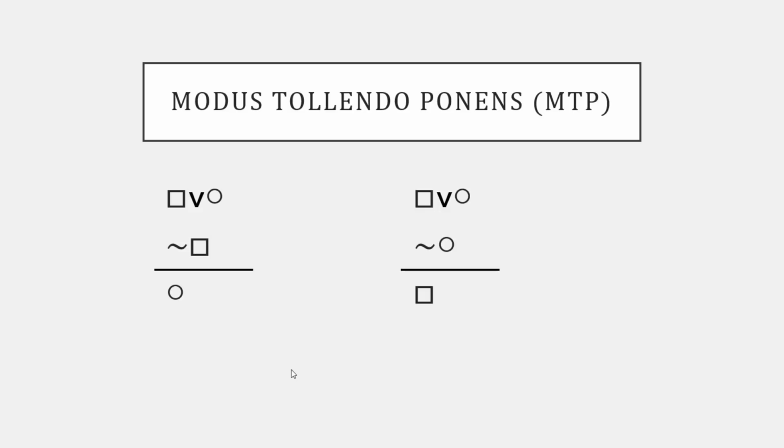If I know that box is not carrying its weight, it's not helping, then I know it's circle that's doing the job. So circle comes out. And of course the other way as well. Modus tollendo ponens, or MTP. Is it obvious why that works? Okay. Nobody's willing to stick up their hand and say, no, this is totally not obvious to me. Please explain.